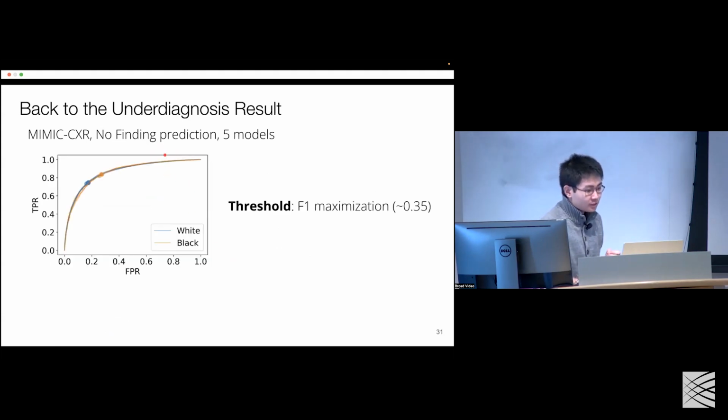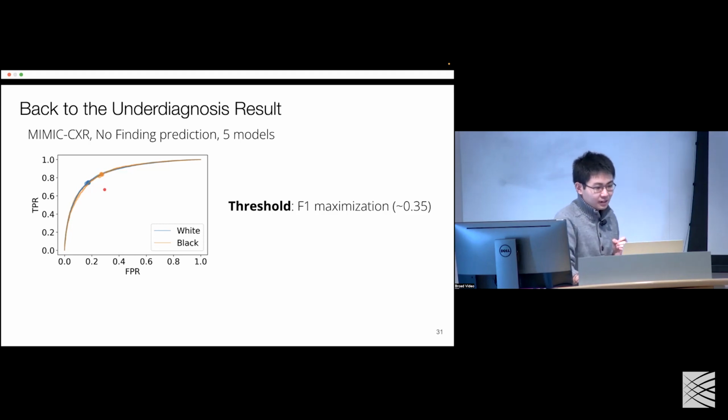And if we plot the ROC curve for black and white patients, they look like this. Surprisingly, the ROC curve is almost identical. The area under the ROC curve is about the same between the groups. But if we threshold at a constant threshold, we do see that there's this gap in the FPR. Here we choose the threshold based on F1 maximization, so we're getting a threshold of 35% for all the groups. And here's the 10% gap in the diagnosis that we saw in the markup.